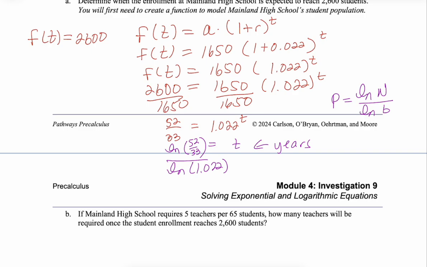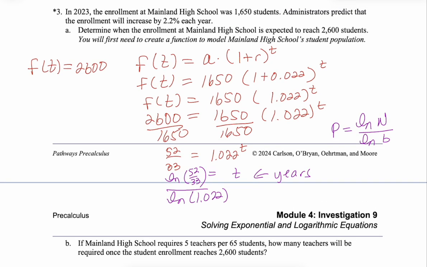But this is a real life sort of example. For real life examples, a number like that doesn't give us as much information as the actual decimal. So if we put this into a calculator, that's the beauty of using that natural log or a base 10 log, is we can throw it into a calculator. We get approximately 20.9 years. So we could say that about 21 years later, so in about 2044, the enrollment should be at that level. We're talking about that 2,600 students.